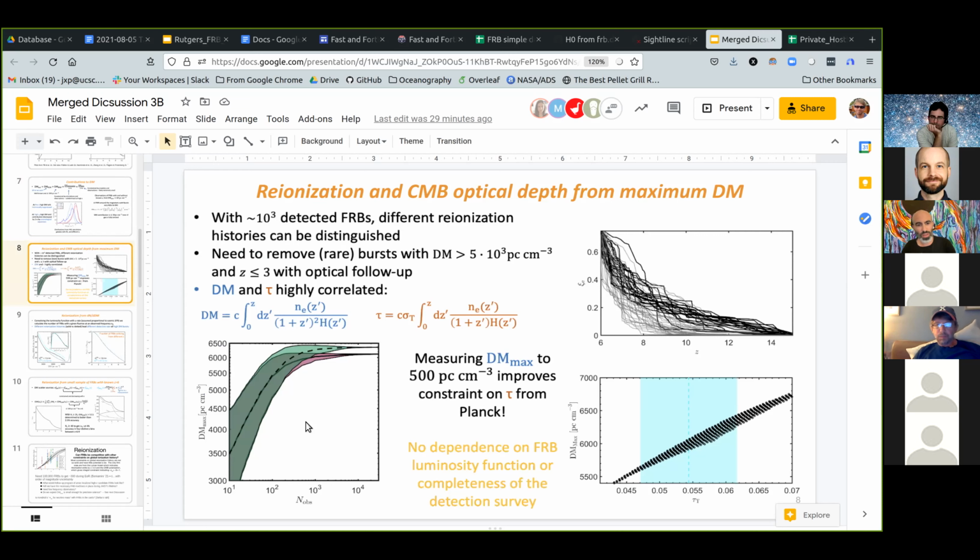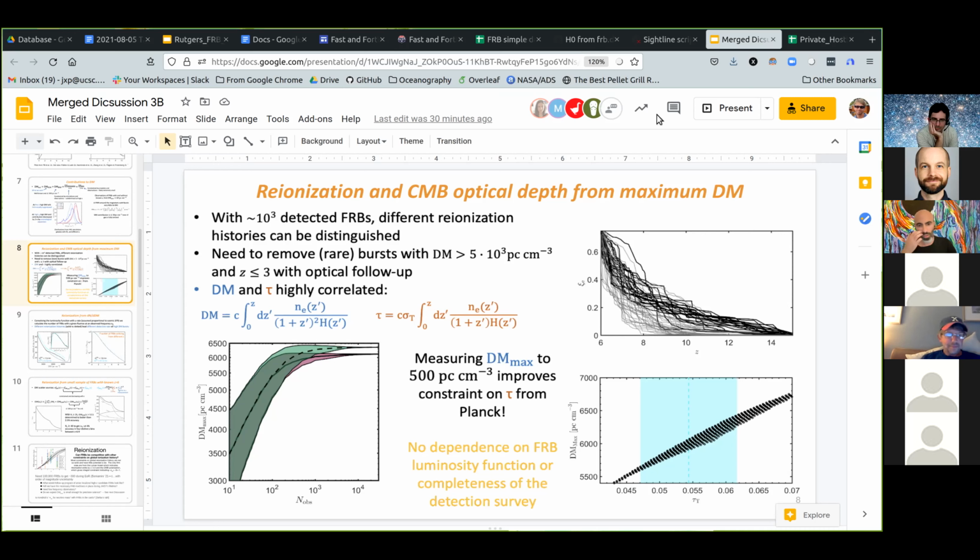And there's a nice fact, which is that the DM is a very similar integral to the optical depth up to 1 power of 1 plus z. And so the two are very strongly correlated, as you can see here in these black dots on the bottom right figure. So if you have a measurement of DMX with some error bars, that immediately translates to a measurement of the optical depth. And it turns out that measuring DMX to about 500 parsec per centimeter cube is enough to actually improve over Planck constraints on the optical depth.